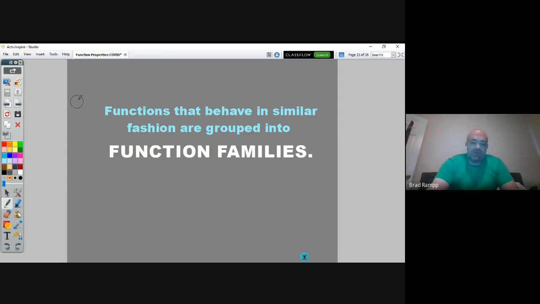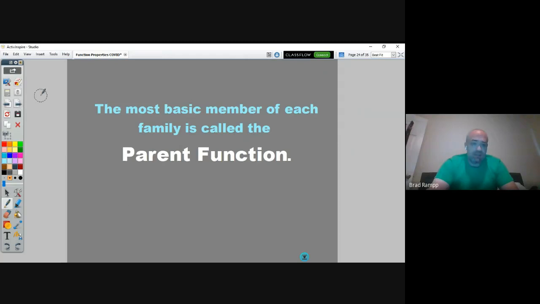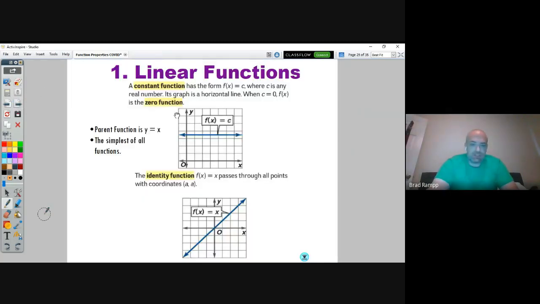All right, now, functions that behave in similar fashions are grouped into function families. This is where the 12 basic functions come from. These are the most important functions in all of algebra, and they're the ones we study almost exclusively. And then the most basic member of each family is called the parent function.